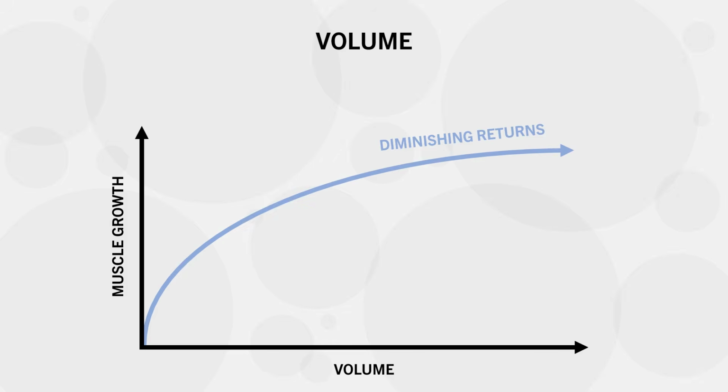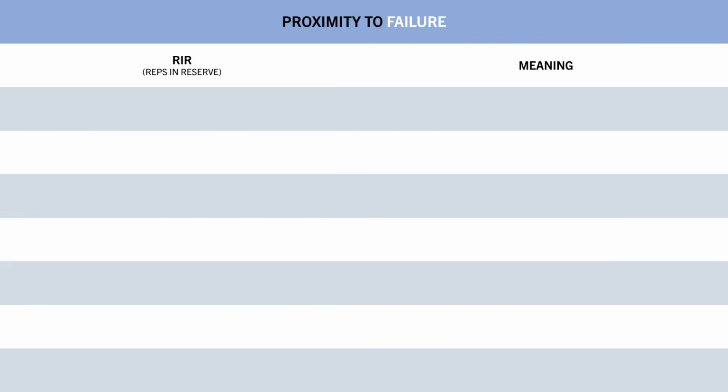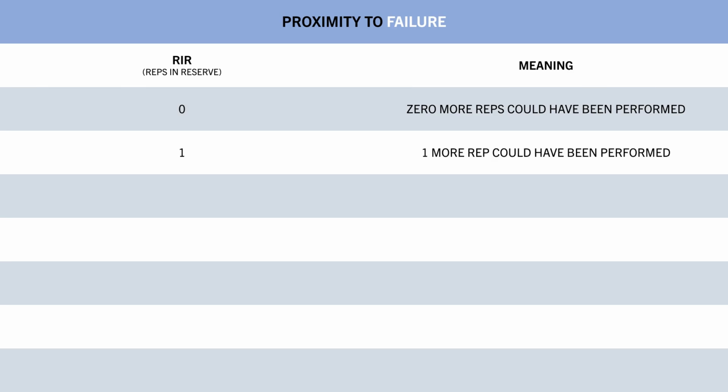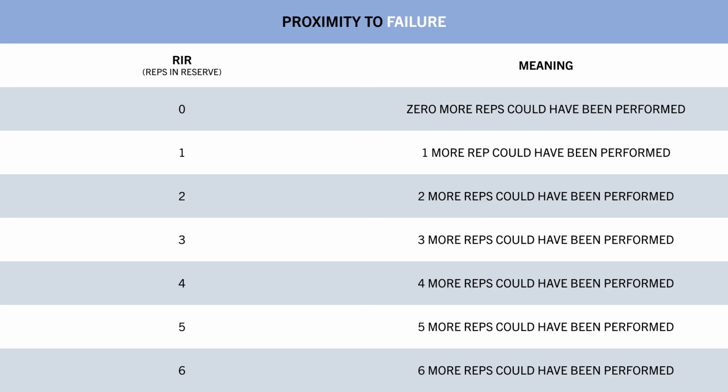Next, we have proximity to failure. This refers to how close to failure we take each set. This is usually quantified using the reps in reserve scale, or RIR for short. 0 reps in reserve means we couldn't have performed any more good quality reps in the set. 1 RIR means we could have performed 1 more rep in that set. 2 RIR means we could have performed 2 more reps, and so on. While we don't need to train to complete failure all the time, we probably want to take all sets fairly close to failure to maximize muscle growth.